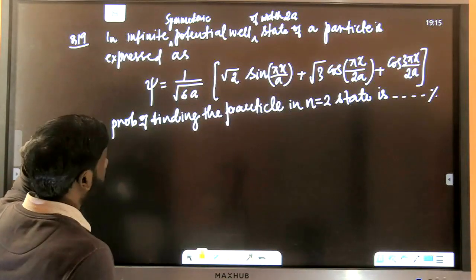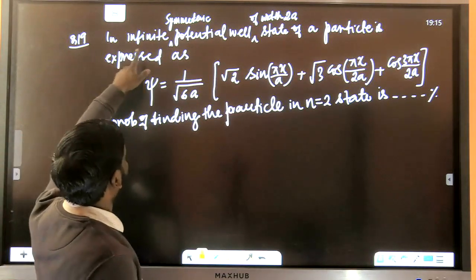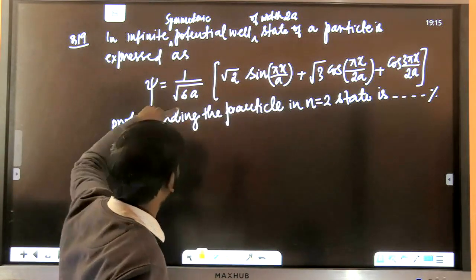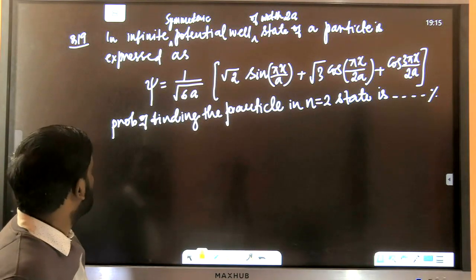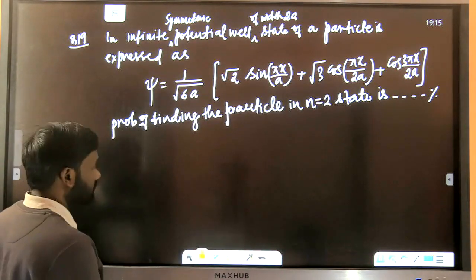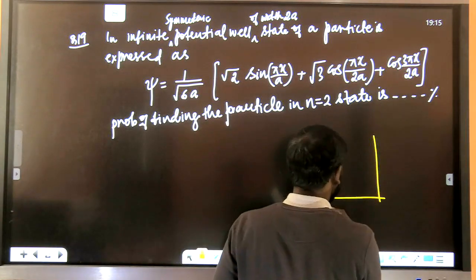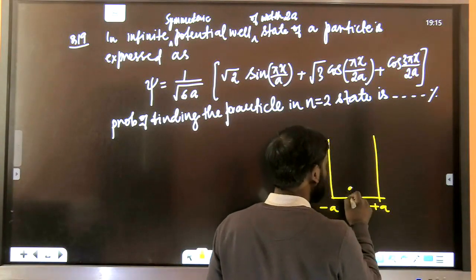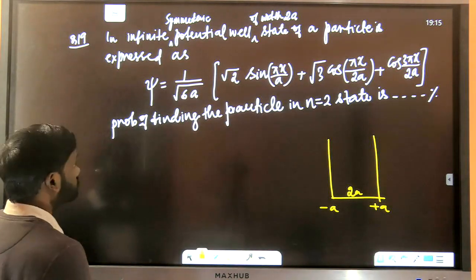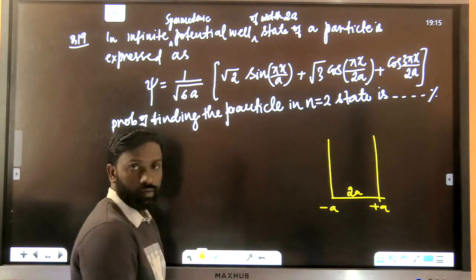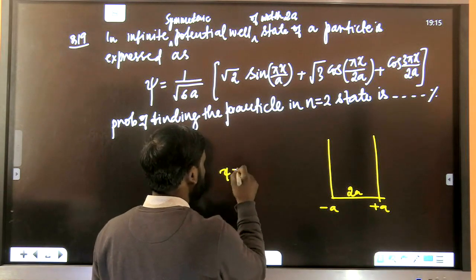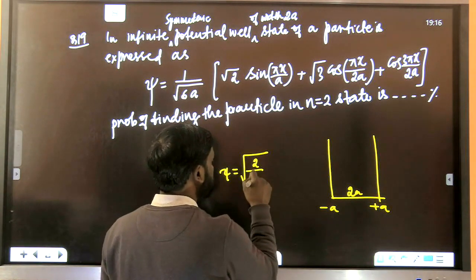Now move to this one. It says in an infinite symmetric potential of width 2a, the state of a particle is given by this function. So what is the probability of finding the particle in the n equal to 2 state? See, this is a symmetric potential, from minus a to plus a. Its width is 2a. In this case, we know that states are written like this: psi is equal to root under 2 by c, where the width is actually 2a.